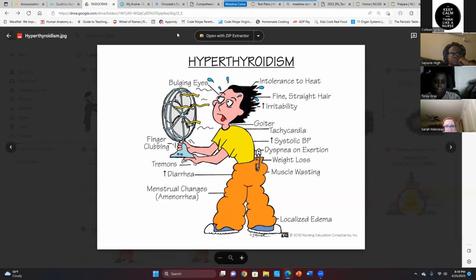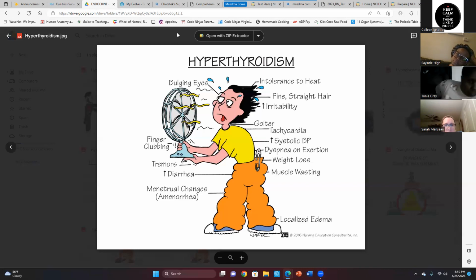Okay. Again, push cool fluids, rest, quiet environment, high caloric diet without extra stimulants, because we don't want to give anything like caffeine that's going to increase their metabolism even more, right? This patient is going to be weighed daily, give them emotional support, and we talked about the eyes already, and we're going to elevate the head of the bed.